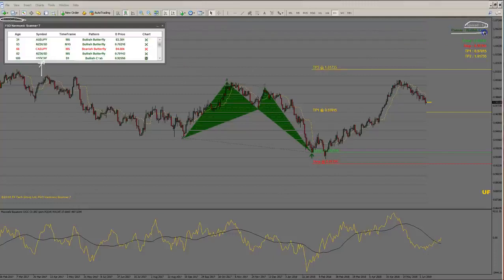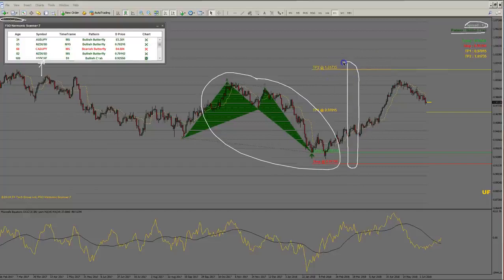Then the type of pattern, the values: entry, stop loss, take profit 1, 2, of course, are these here, right?